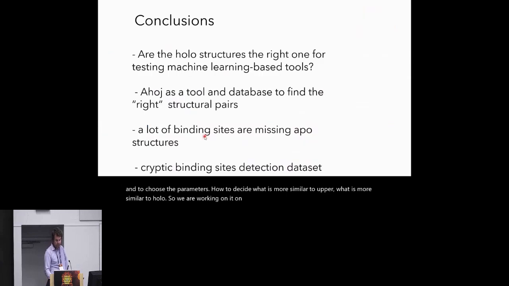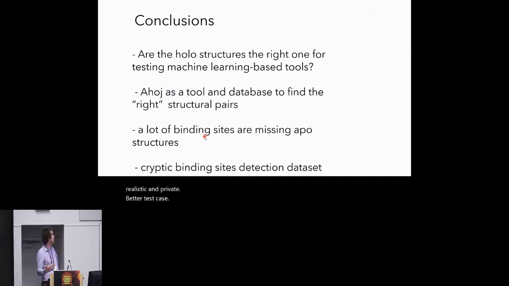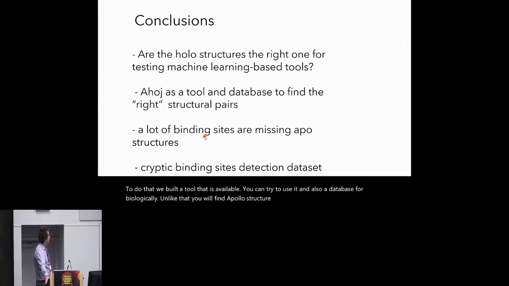So to conclude, we were trying to build a data set that is not based on the holo structures to have a more realistic and probably better test case. To do that, we built a tool that is available. You can try to use it, and also a database for biologically relevant ligands where you will find apo-holo structure pairs. And we found that a lot of structures are simply missing apo structures.